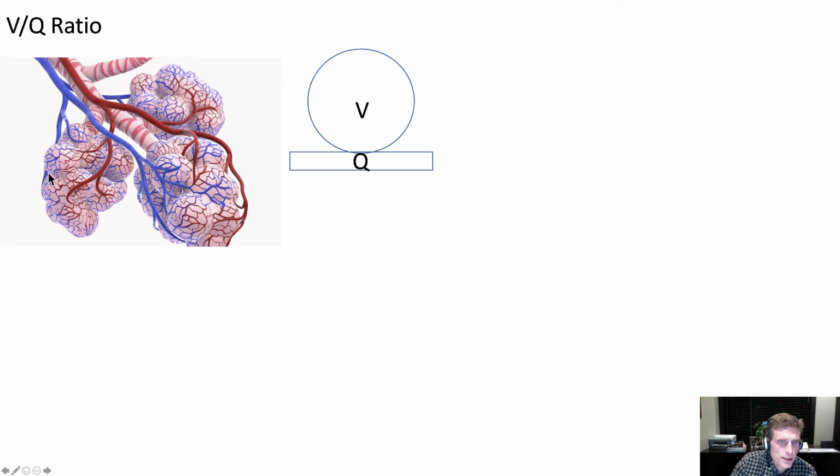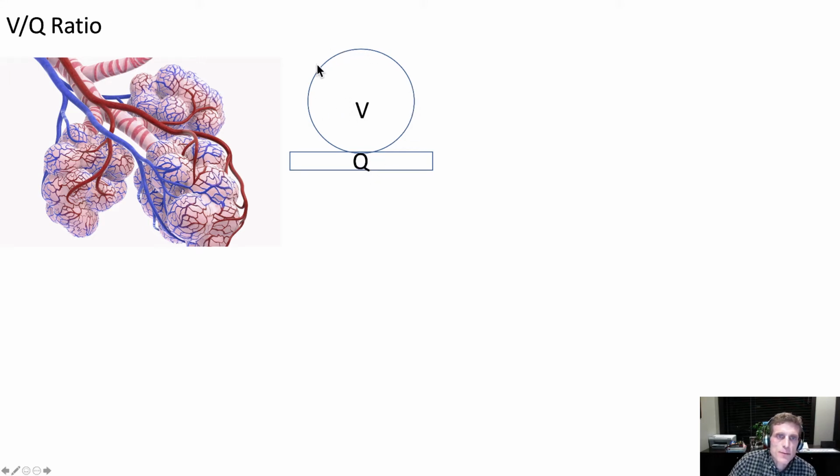and then gets pumped out by the left ventricle to feed the body, so to speak. So here we have a single alveoli with the capillary going by it, represented as the V, ventilation, and Q, perfusion. Don't ask me why it's not a VP ratio. Actually, I used to know, there's an answer on the internet anyway. V is ventilation, Q is perfusion.